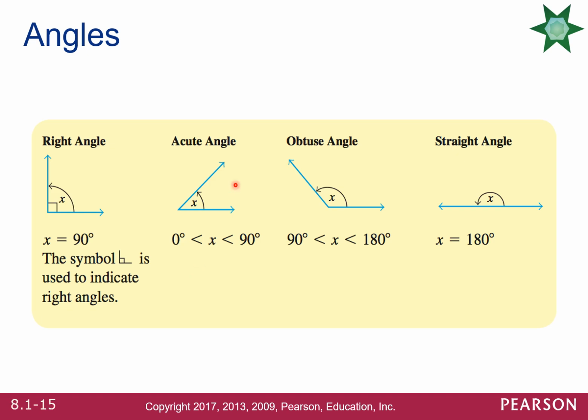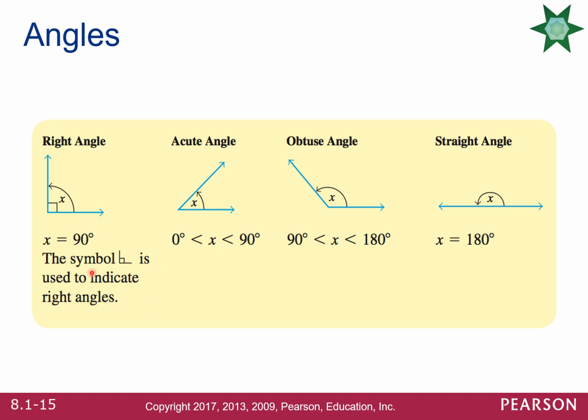So here are the different types of angles shown with diagrams. The first one was a right angle, and that angle has a measure of 90 degrees, so x equals 90 degrees. However, to denote a 90-degree angle, we create a box here at the junction point of the two rays.